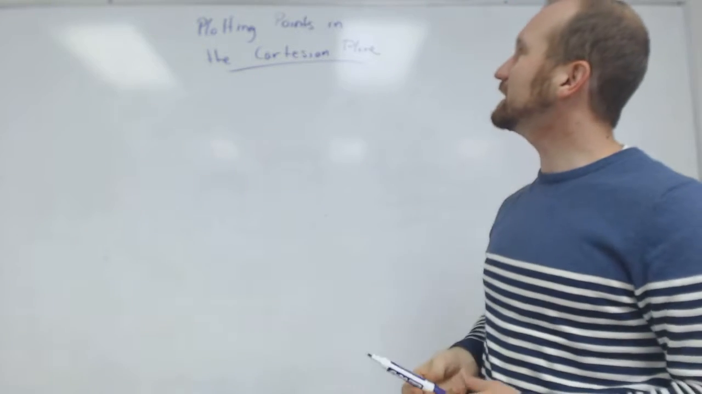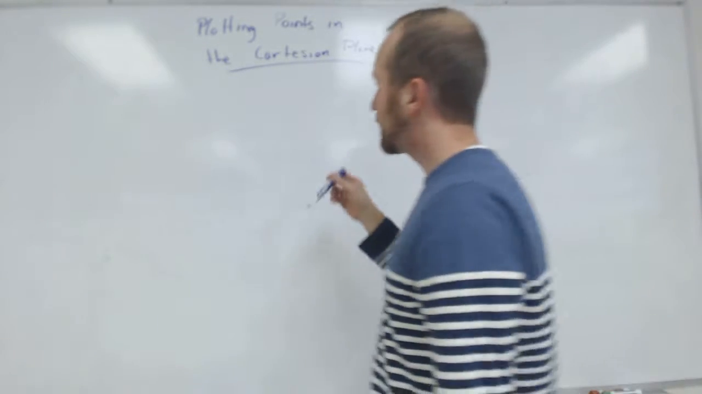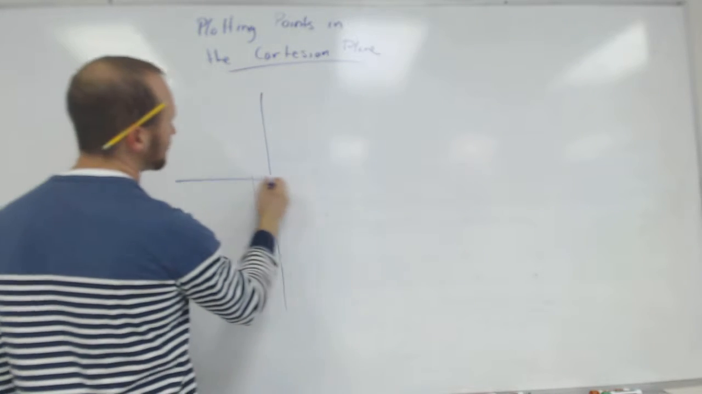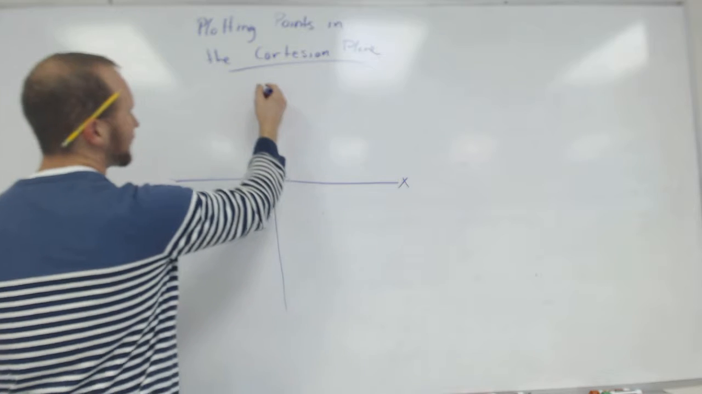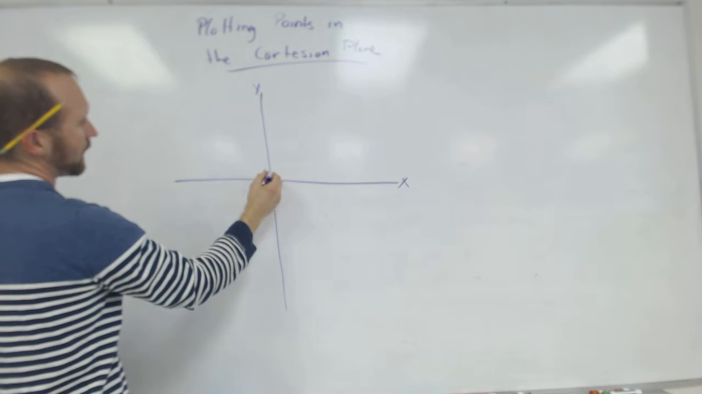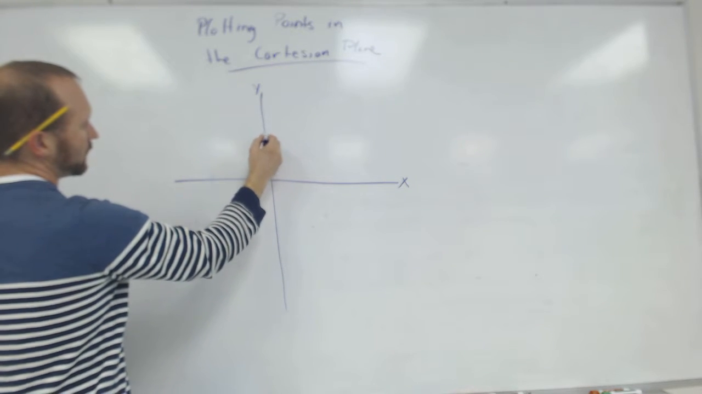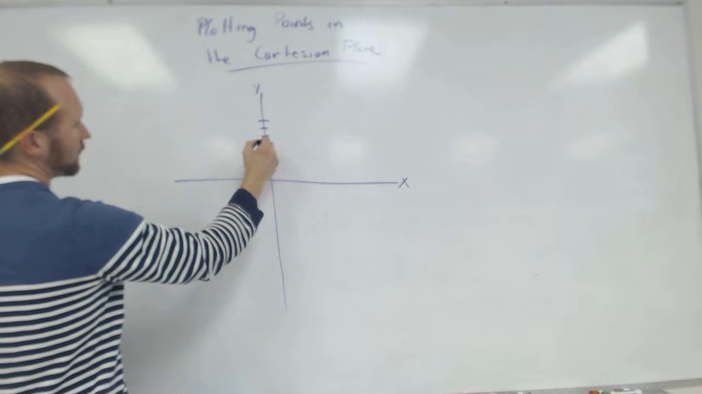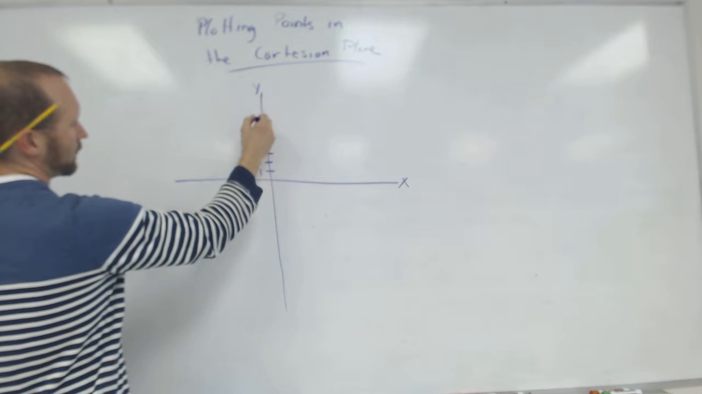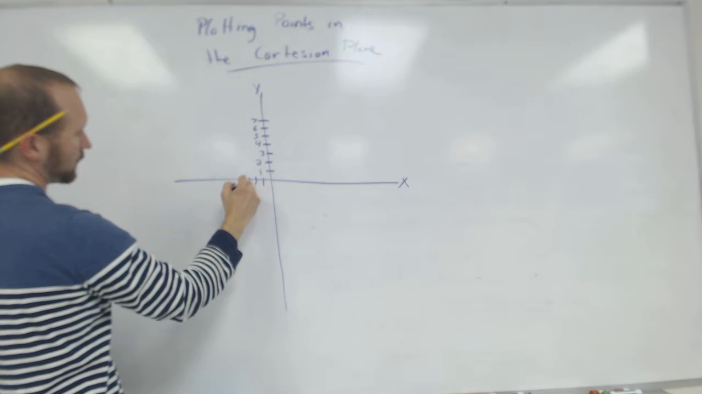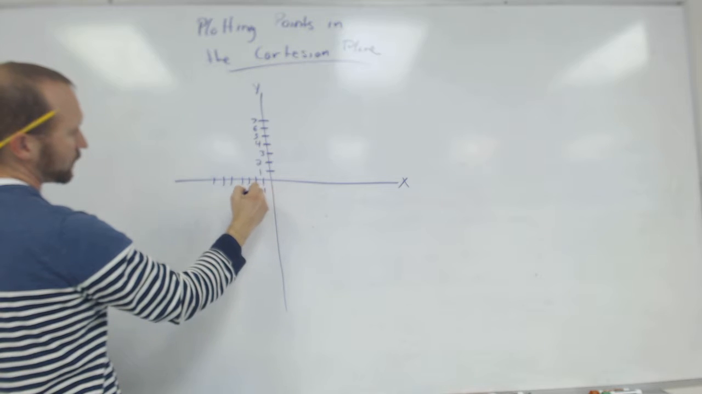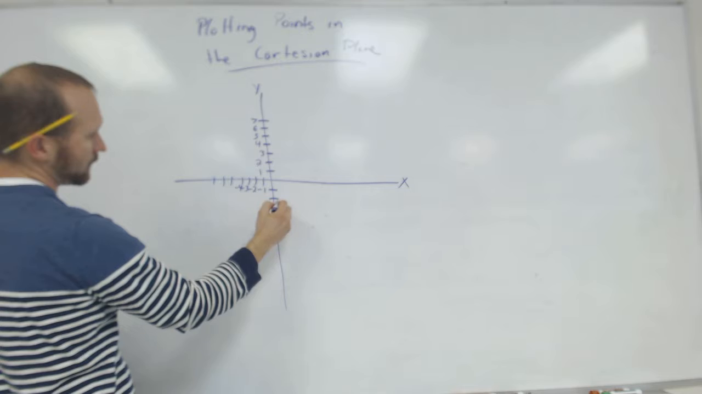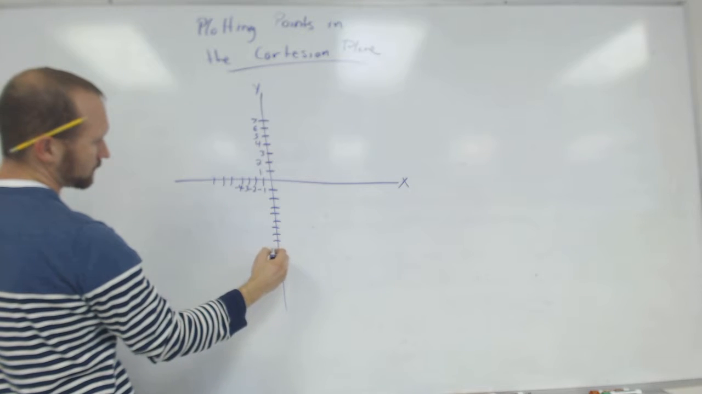Plotting points in the Cartesian plane. Okay, so you guys have probably seen something like this before. An x-axis, a y-axis, and then a whole bunch of little marks. Usually this is 1, 2, 3, right? And over here, we would have negative numbers. Down here, we would have negative numbers.